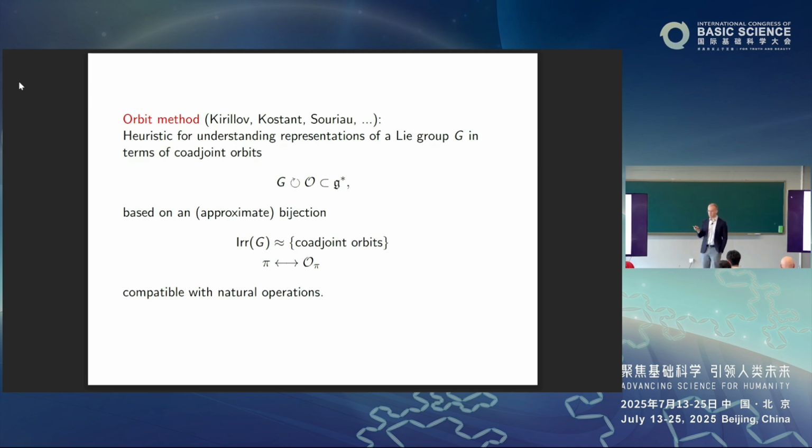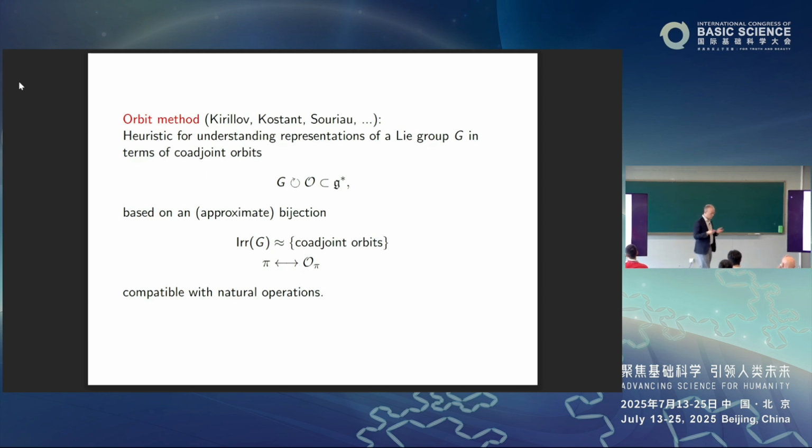And so the heuristic is based on what we'll call an approximate bijection between, on the one hand, the fundamental quantities in representation theory, so the irreducible representations of the group that I've called Ir of G, and on the other hand, the coadjoint orbits. So when such a bijection, insofar as it's defined, exists, we'll write O pi for the orbit attached to a representation pi. And of course, this should not just be some haphazard bijection. It should be something that behaves well with respect to the natural operations you'd like to perform on objects on either side of the bijection.